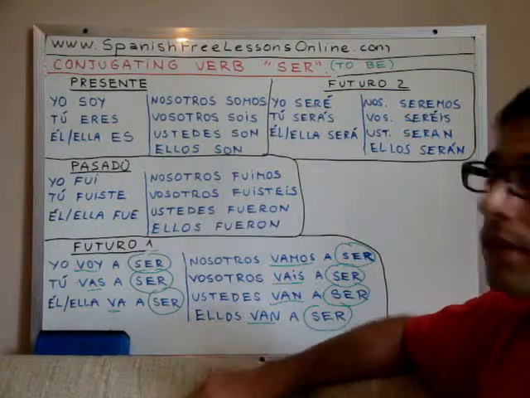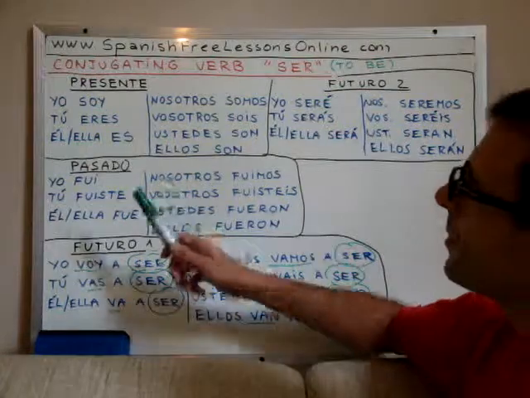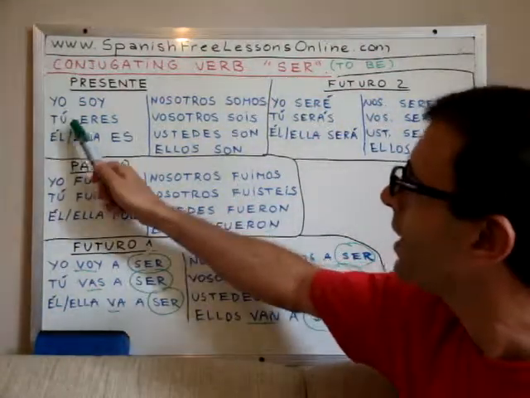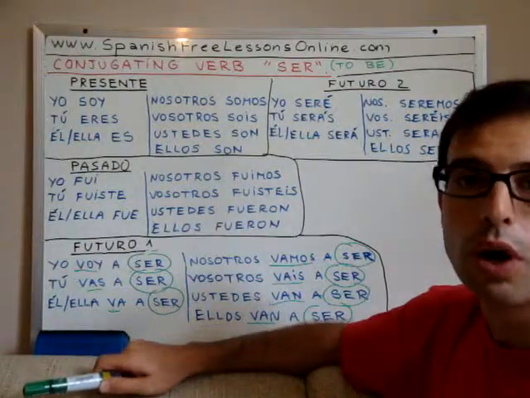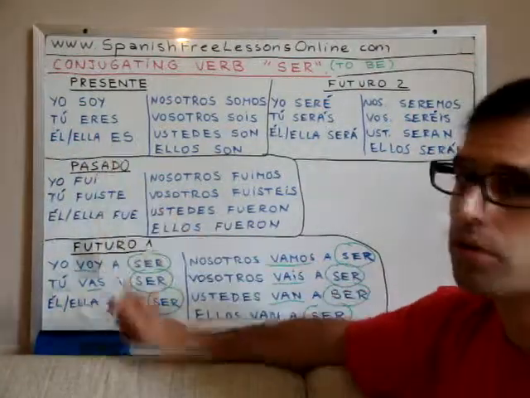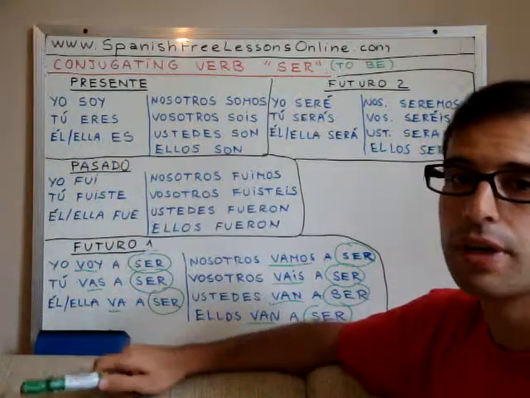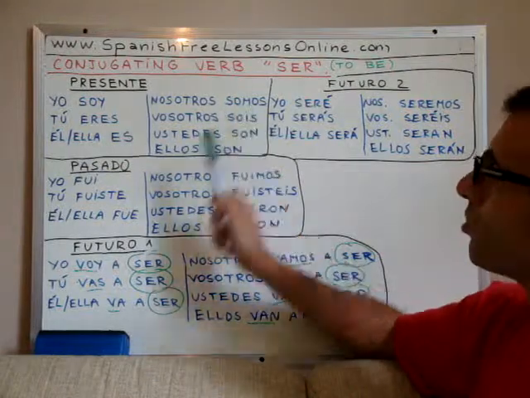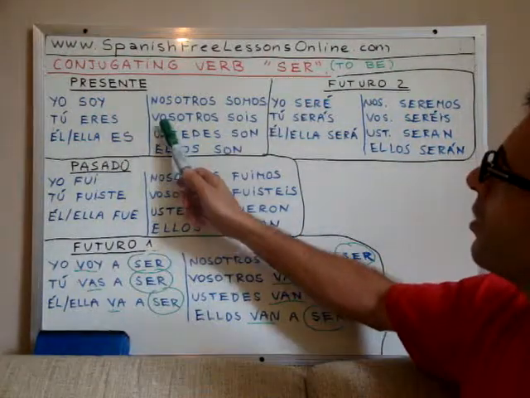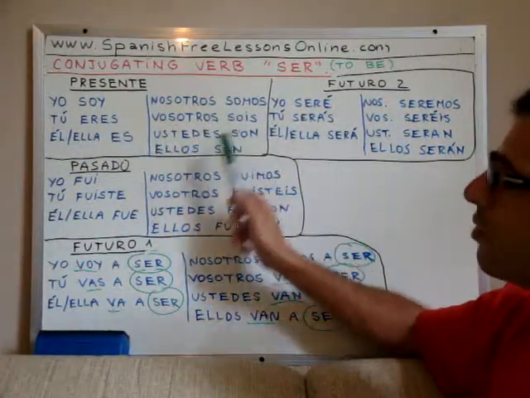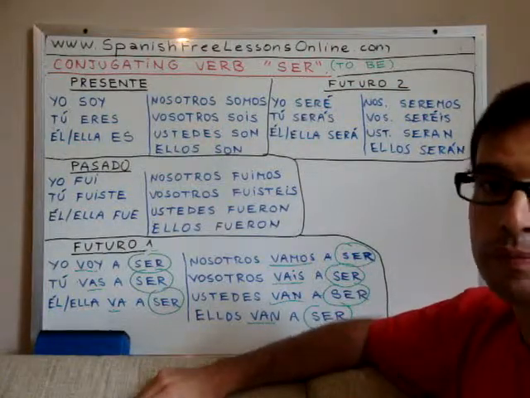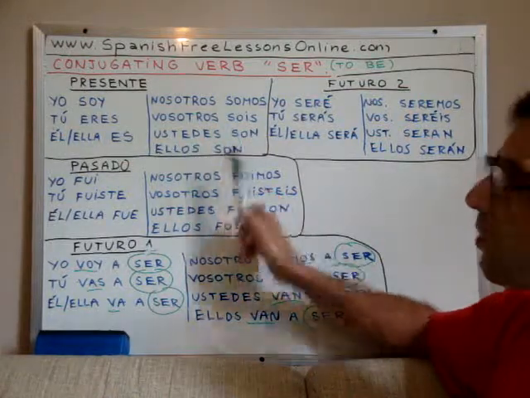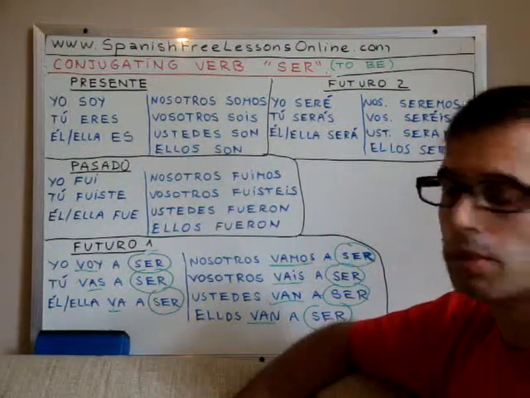Okay, let's begin with the present tense of verb to be, ser. Yo soy, I am. Tú eres, you are. Él es, or ella es, for he is or she is. Nosotros somos, we are. Vosotros sois, you are. Or ustedes son, also you are, you plural, right?